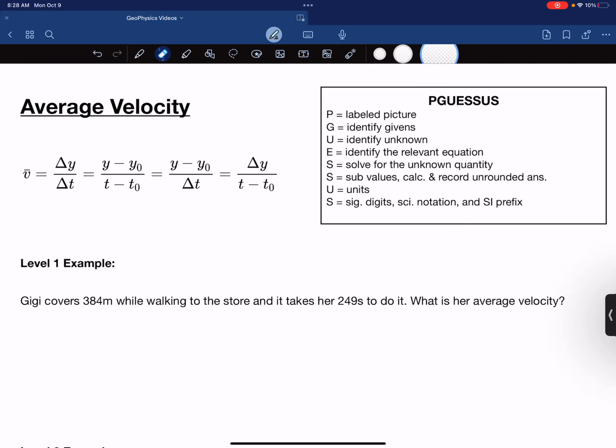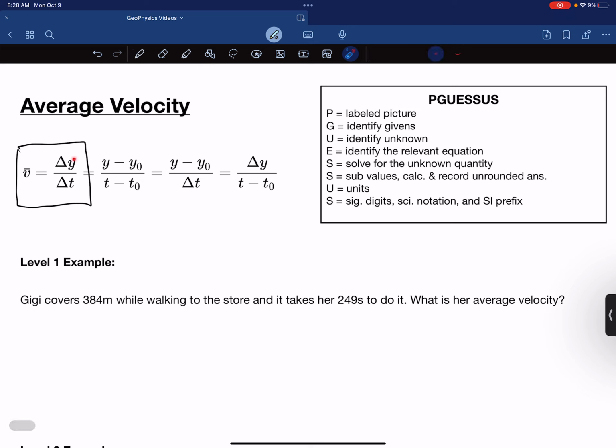In this video, we're going to go through a basic average velocity question. Looking at our formula, what is the definition of the average velocity? It is the change in position divided by the time interval. We could be much more specific and say that the change in position is the final position minus the initial position, or any instantaneous position minus the initial position, and that the time interval is the time at any instant minus the initial time.